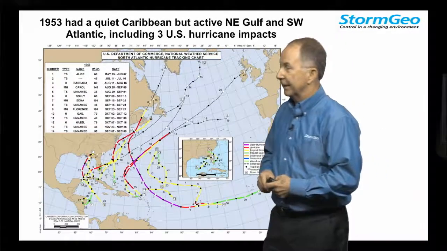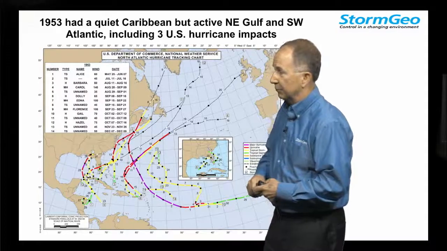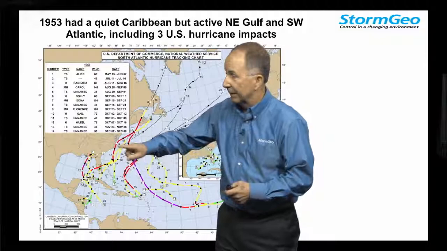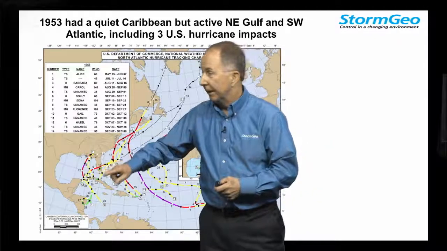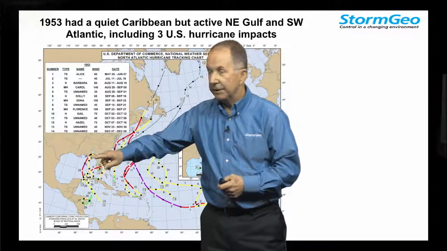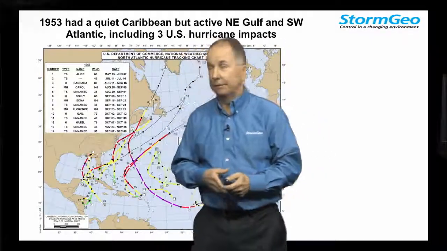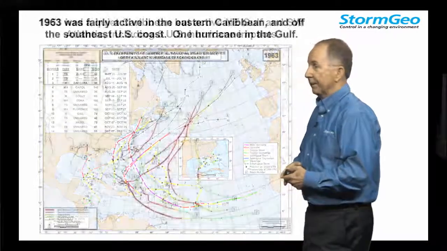1953, another relatively active season, about 14 named storms there as well. We did have 3 hurricane impacts in 1953, one of them into the Carolinas, one into southwest Florida, and a fairly strong storm moved up into the panhandle of Florida. Again, not much activity across the northwestern Gulf of Mexico in this analog season.